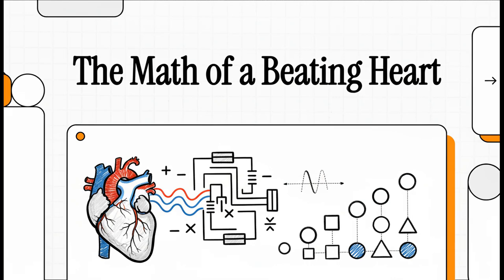You know, what does your heartbeat actually have in common with an electrical circuit? I know, it sounds a little weird, right? But today, we're diving into the hidden math behind our most vital organ. And it turns out, the very rhythm of our lives can be decoded with one single powerful formula.